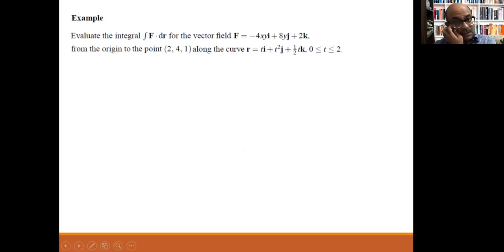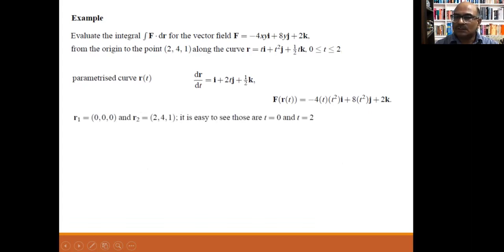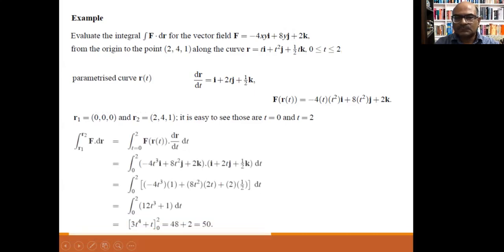So we can see over here we have to find the value of F dot dr, but r is not being given directly. r is defined in terms of t. So first we have to find the value of dr by dt. Actually we need to parameterize the curve, and accordingly we get the values of r1 and r2. Two points are there. This is the origin and this is the point in consideration, (2,4,1). And the limits are from 0 to 2.